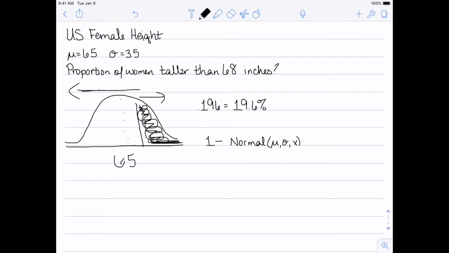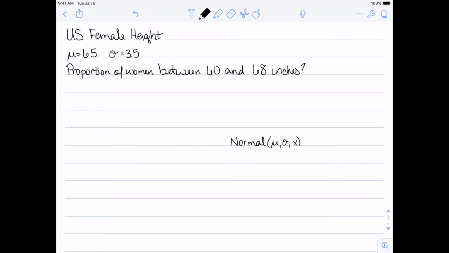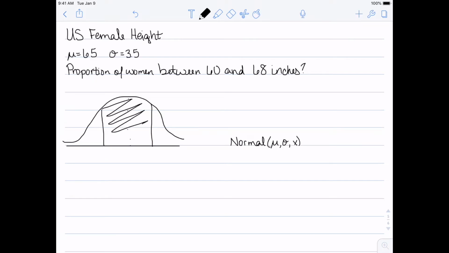Let's look at one more. This time I want to find the proportion of women between 60 and 68 inches. If I draw my rough sketch of my normal curve, 65 is at the center, so 60 is over here on the left, 68 is over here on the right, and I want to know what percentage is between.